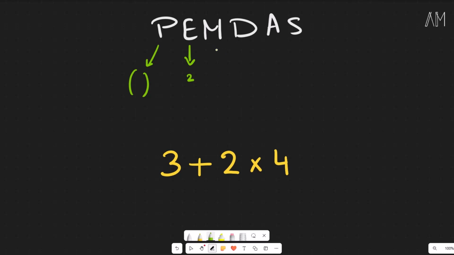After that, we have multiplication and division. Okay? These two have the same level. And same thing for addition and subtraction. Now, how we are going to deal with those with the same level, we are going to see that in the upcoming examples. Let's get started with the first one.